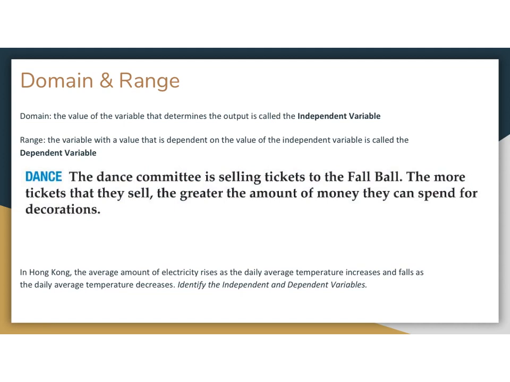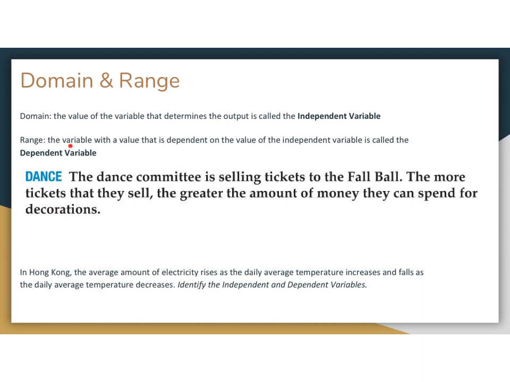Next, we're going to talk about independent and dependent variables. So the domain, the value of the variable that determines the output, is the independent variable, which is why we always put time in the domain, because time is always the independent variable. So time always goes on the horizontal axis, which is the x-axis.